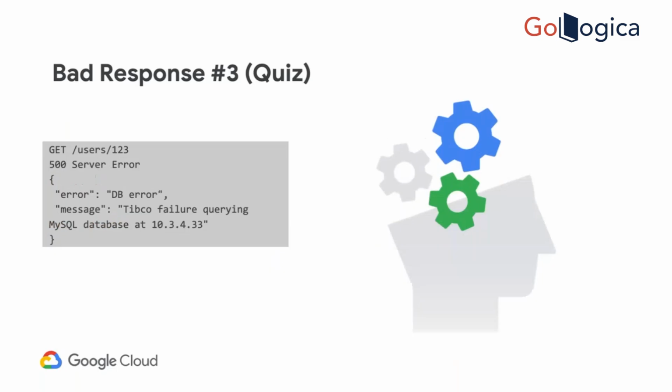Now, this is another example of a bad response. What do you think is wrong here in this case? 500 server DB error, message: typical failure querying MySQL database at 10.3.4.33. Error is a database error, that is fine. 500 is internal server error.